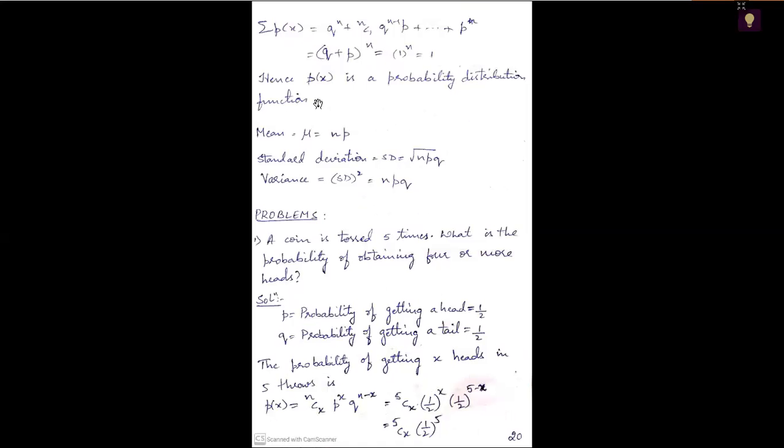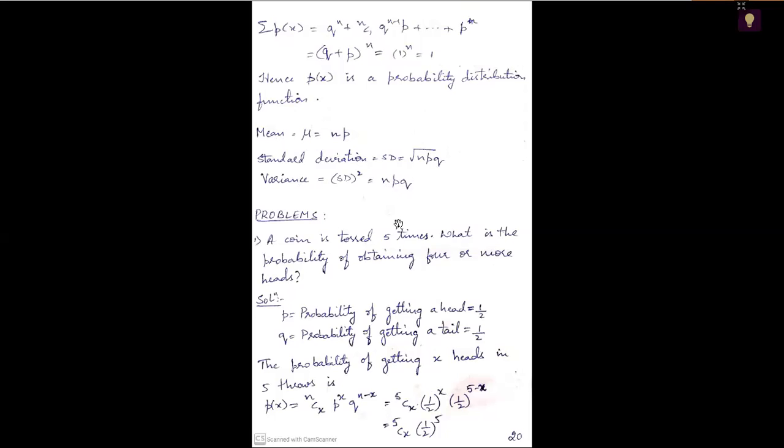So for this binomial distribution, we can calculate the mean, which I denote by mu, that is equal to NP, and the standard deviation is given as root NPQ, and the variance is nothing but standard deviation square, that is equal to NPQ.